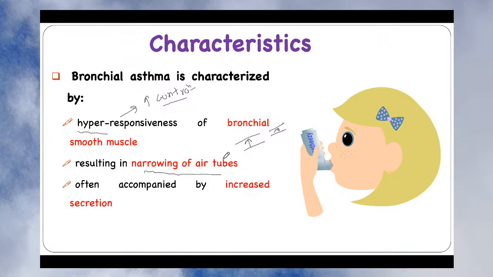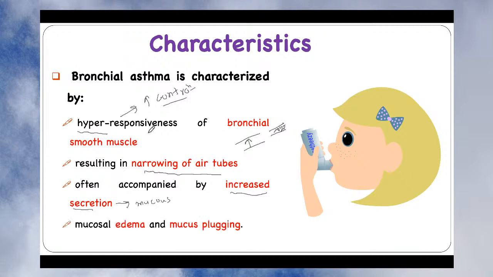Then it is often accompanied by an increase in secretion. It doesn't stop here, but in addition to narrowing of the air tube, there is an increase in secretion. So what is secreted in the bronchi? Especially in the bronchi, there is bronchial secretion, and that is called mucus. So there is more secretion of mucus. Now there is narrowing of the air tube, and in addition, there is secretion of mucus. When there is more secretion of mucus along with the narrowing of the air tube due to hyper-responsiveness of the bronchial smooth muscle, it complicates the condition of the asthmatic patient.